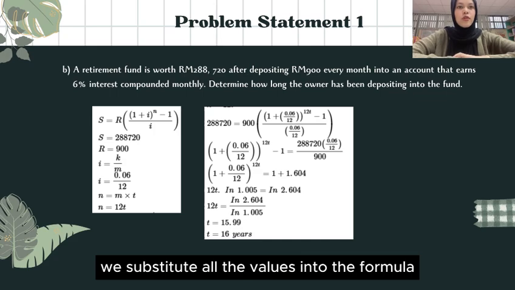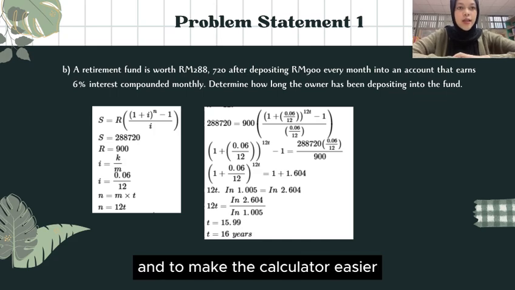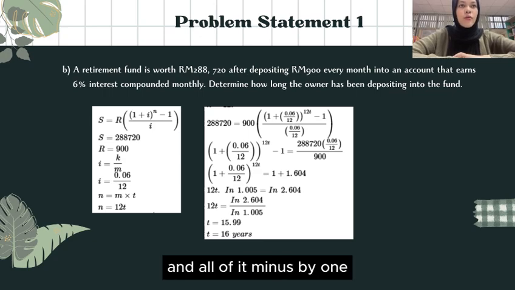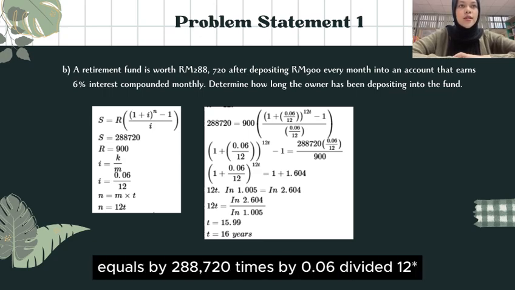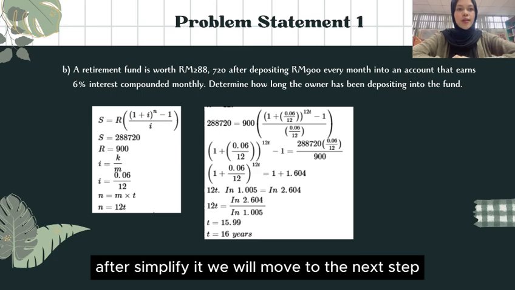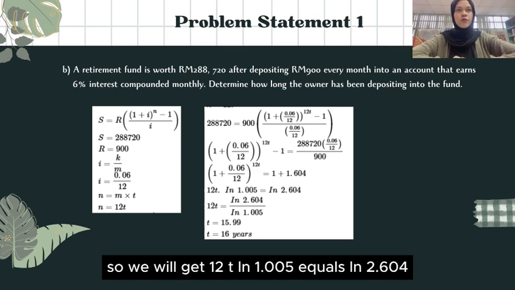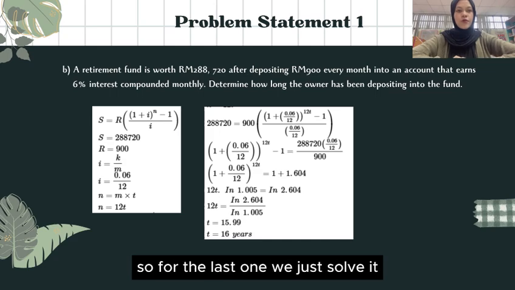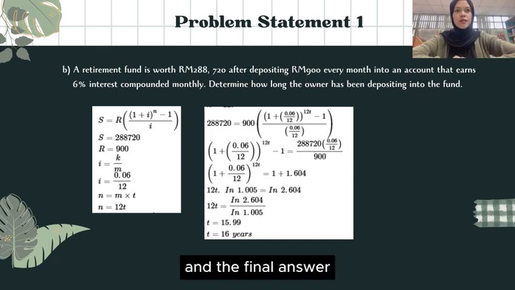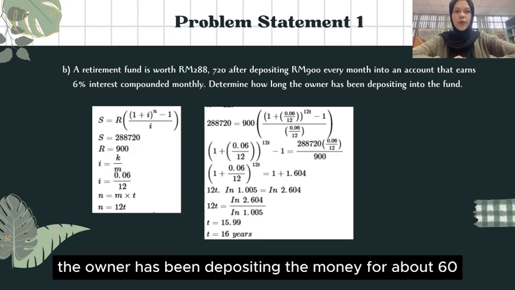So next step, we substitute all the values into the formula. To make the calculation easier, we simplify it. So we will get (1 plus 0.06 divided by 12) to the power of 12t, all of it minus 1, equals 288,720 times 0.06 divided by 12, all of it divided by 900. After simplifying, we move to the next step, which is to use a natural log to solve for t. So we will get 12t ln 1.005 equals ln 2.604. For the last step, we just solve it. Then we get t equals 15.99, which is 16. And the final answer: the owner has been depositing the money for about 16 years.